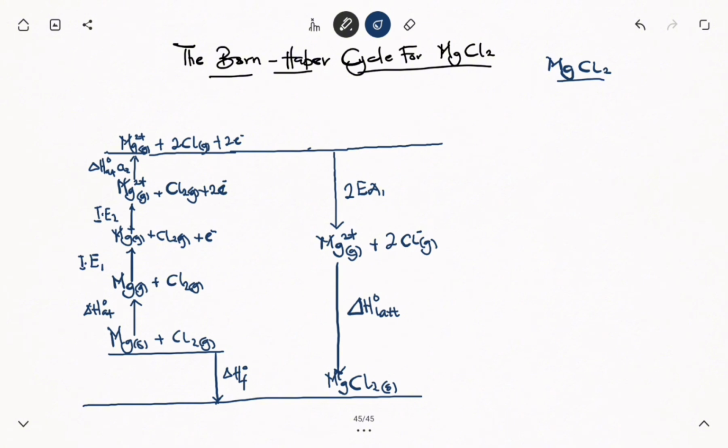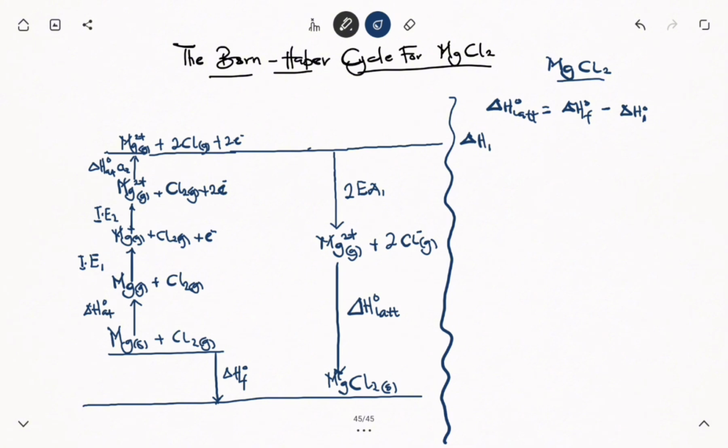Now you need to know that lattice energy is equal to standard enthalpy of formation minus delta H1. Now this delta H1 is like a summation of all these energies that we've talked about while we're drawing the diagram. So we are going to add up all of them to form delta H1. So let me put this line here to separate this. So for delta H1, we are going to add up all of this.